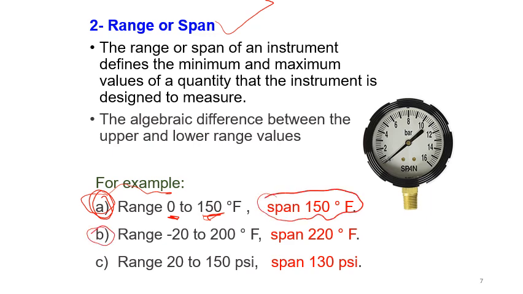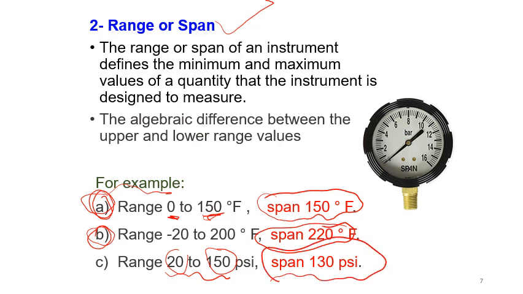How about in example B? What if the range starts from minus 20 up to 200 Fahrenheit? In that instrument, we find the span as 200 minus minus 20, which equals 220 Fahrenheit. Same thing if the range is 20 to 150 psi: we calculate the span as 150 minus 20, which equals 130 psi. That's what to be kept in our mind. We care very much about the span because we are supposed to calculate the range or span of the instrument which is suitable for our measurement.